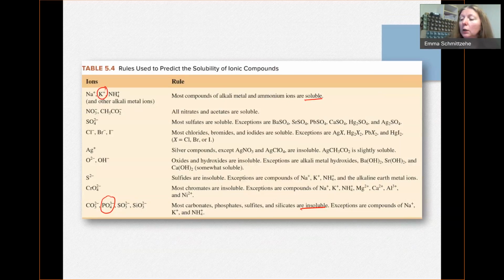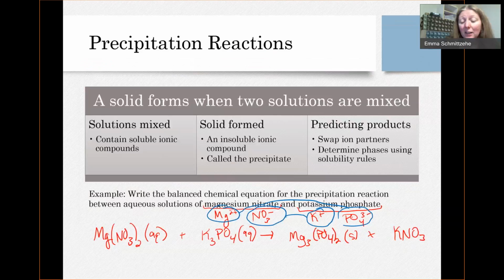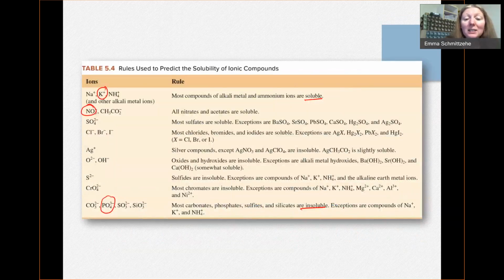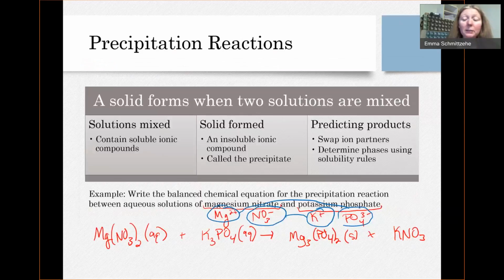Now on this one, you could also look at the nitrate. So it was KNO3. You could look at this nitrate and it tells you nitrates are soluble. Okay, all nitrates. And so that would also tell you it's soluble. So you could really look at the cation or the anion. You just have to pay attention. Does it give you any exceptions? And once one of those things tells you that it's soluble or insoluble, that gives you the phase. So in this case, it's soluble, so we write it as aqueous.